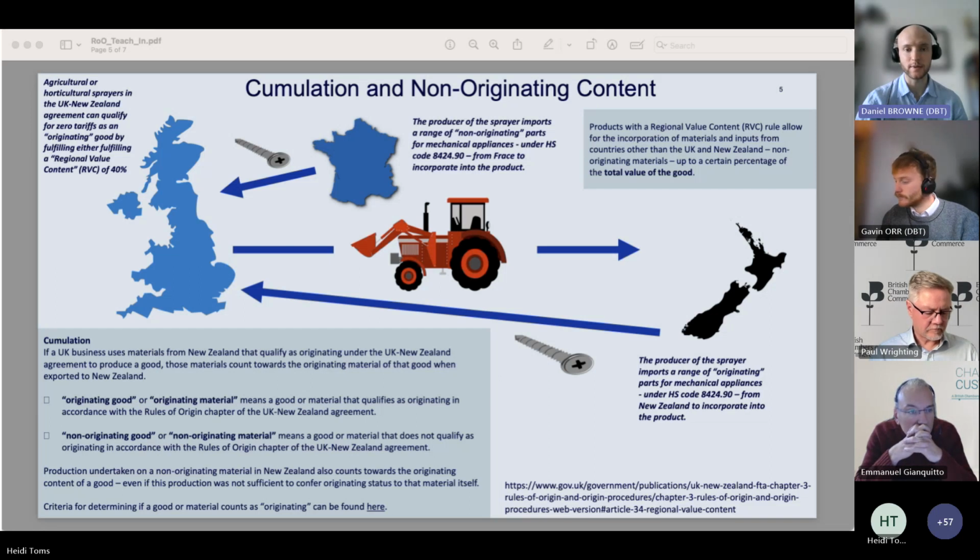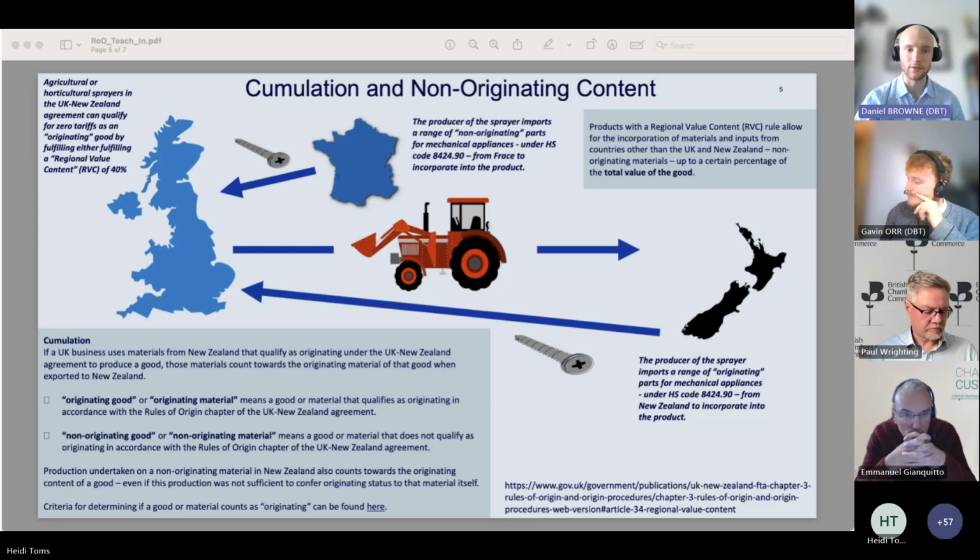And we're going to be speaking also about accumulation. Accumulation is a common provision in most FTAs, so you'll find it in most of the UK's FTAs with partner countries. So we're going to focus here specifically on how the UK exporter working on the agricultural sprayer can meet the RVC rule, not the CTSH rule, while accumulating originating materials from New Zealand into their products.